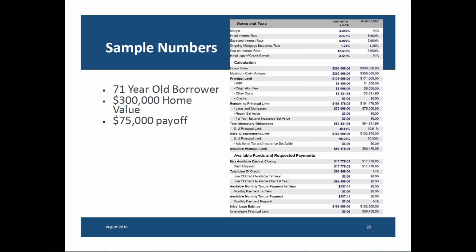So if you go all the way down to the bottom, the unavailable principal limit, well, they have that as an ARM. They have it available as a line of credit. So there is no unavailable principal limit for them. On the fixed rate, that's 68,400, that is totally unavailable on a fixed rate. That's money that they left on the table. So if you have somebody who wants additional funds to possibly use afterwards, an adjustable rate may be the way for them to go.